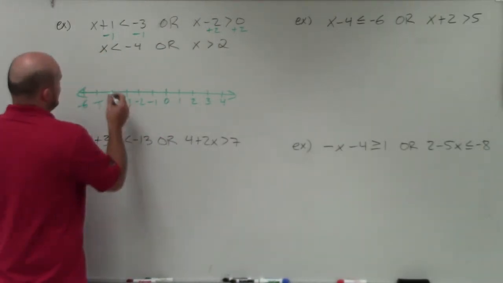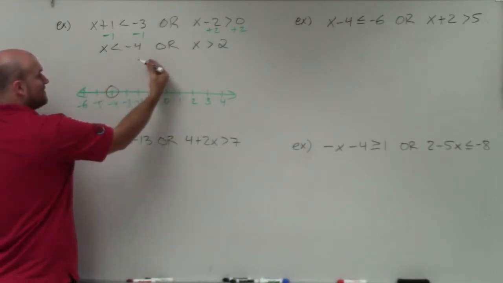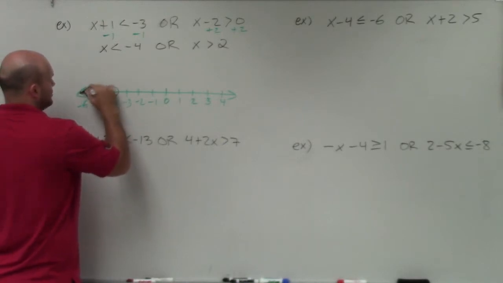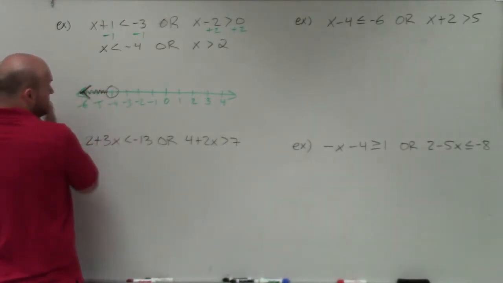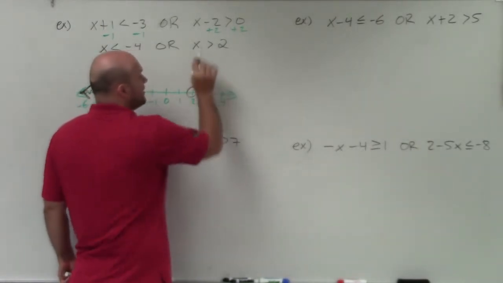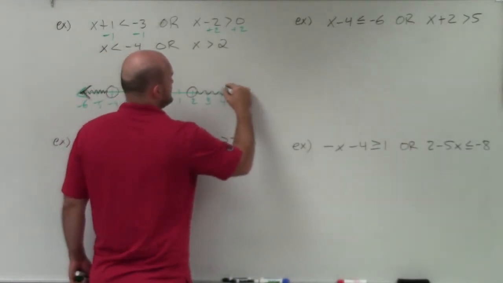So I'm going to make a nice big circle at -4. It's less than, so it's going to be an open circle. All the values that are less than -4 are going to go to your left. Make sure you also include the arrow, because it's going to continue going to the left. And then x is greater than 2. So I'm going to make a nice big circle. Again, that's open. The values that are greater than 2 are going to be going to the right.